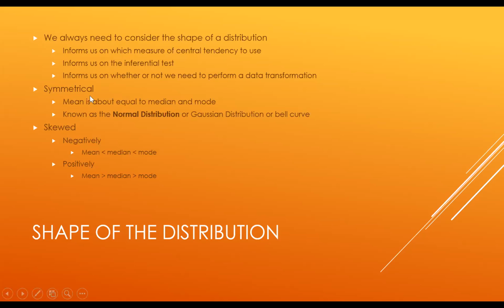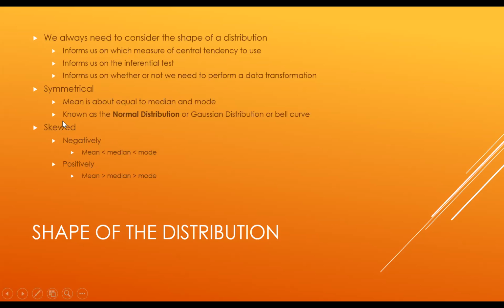If our distribution is symmetrical, meaning if you cut it in half and it's perfectly symmetrical one side to the other, it means that the mean is equal to the median and mode. It's right there in the middle. The median is all even. That is what's called a normal distribution.